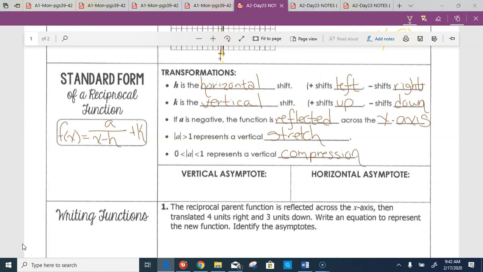Now let's practice some of these things. Oh, and your vertical asymptote. Now this is really the key to all the questions you can be asked. So where are your boundaries? Where are those yellow dashed lines? Because if you shift your graph left, right, up, and down, those yellow boundaries are going to change.